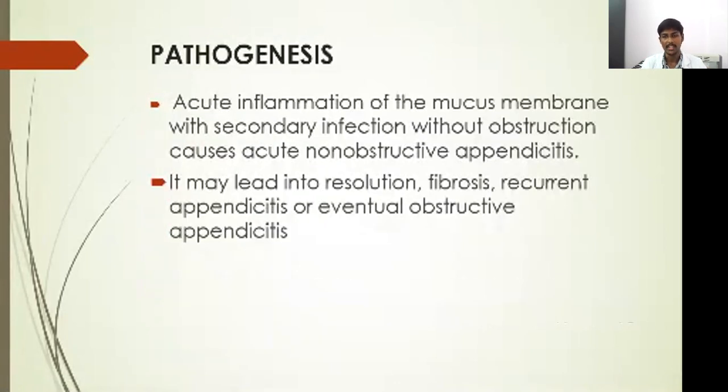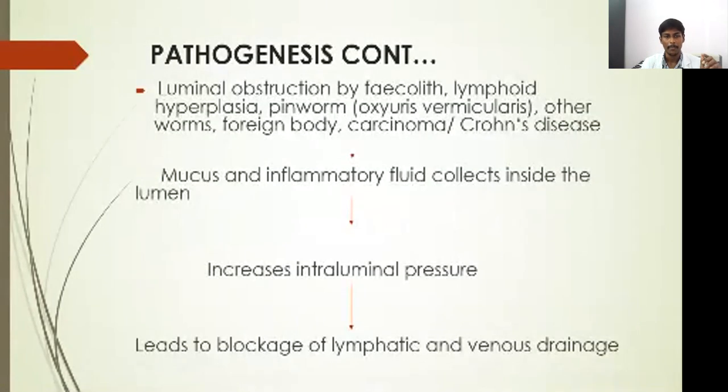Pathogenesis: acute inflammation of the mucous membrane with secondary infection, without obstruction, causes acute non-obstructive appendicitis. It may lead to resolution, fibrosis, recurrent appendicitis, or eventual obstructive appendicitis. The continuation of pathogenesis is luminal obstruction by fecolith, which may cause lymphoid hyperplasia, pinworm obstruction, other worms, foreign bodies, carcinoma, or Crohn's disease, which creates mucus and inflammatory fluid collection inside the lumen.